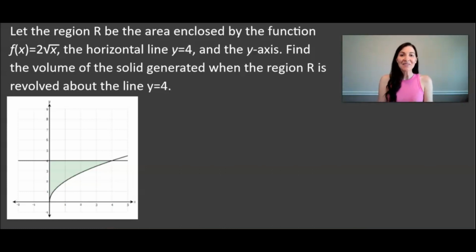And in this video, we're going to look at the region R. And the region R is the area enclosed by the function f of x equals 2 root x and the horizontal line y equals 4, and also the y-axis. And we're going to find the volume of the solid generated when the region R is revolved about the line y equals 4. How fascinating is this? We're going to use calculus to find the volume of this three-dimensional region that's made by taking a region and revolving it.